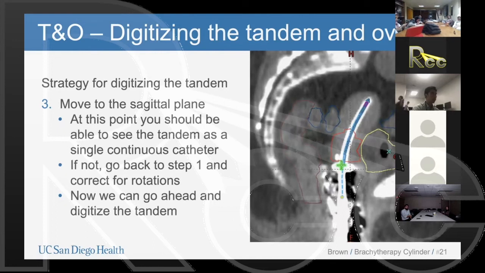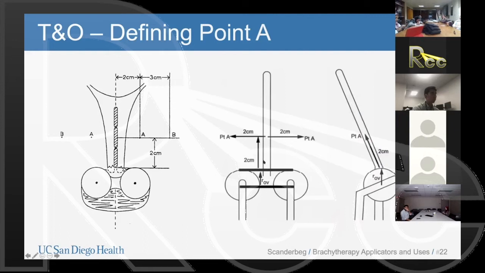Okay, and point A, I think Dan described it, but just to be clear, point A is 2 centimeters, if you're looking at the central image here, 2 centimeters up from the top of the ovoids, which represents the cervical os, and then 2 centimeters lateral from the tandem. And point A is always staying in the frame of reference of the tandem. So even if the tandem was skewed like this with respect to the ovoids, we would still put it relative to the tandem. These 2 centimeters would still come from the tandem, not from the central axis.